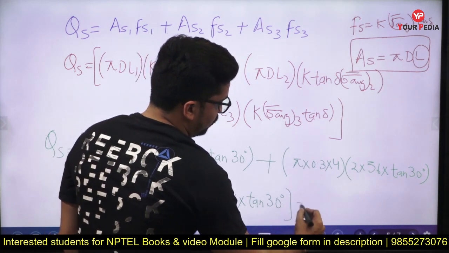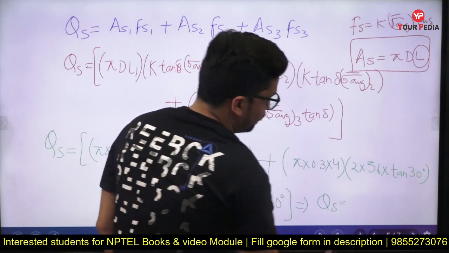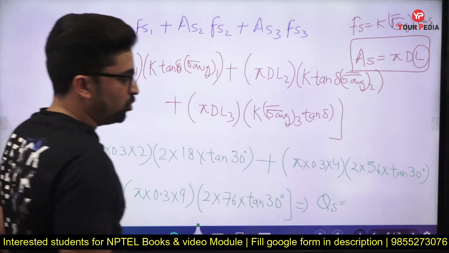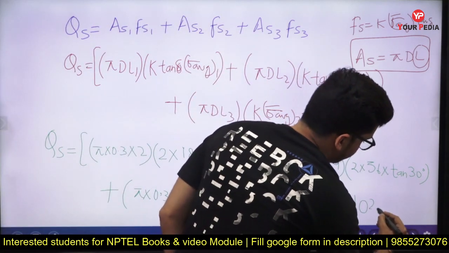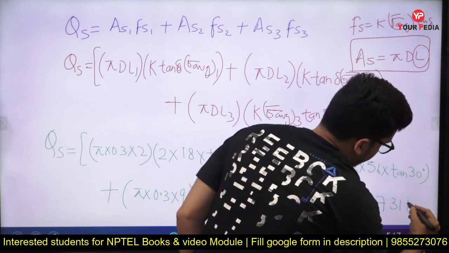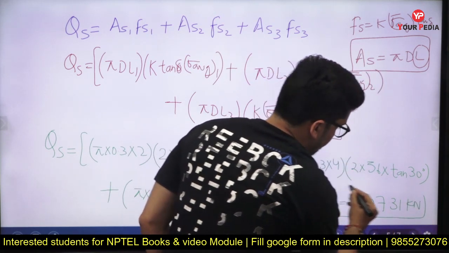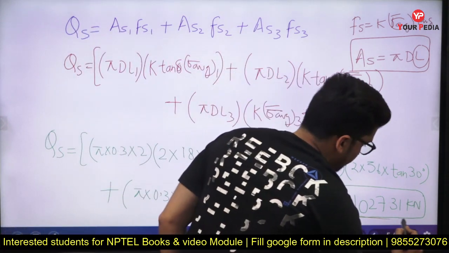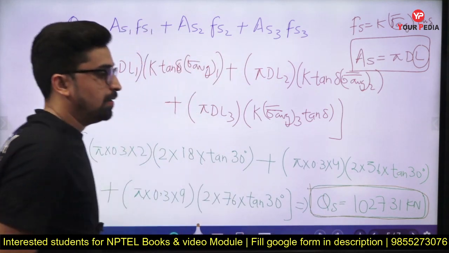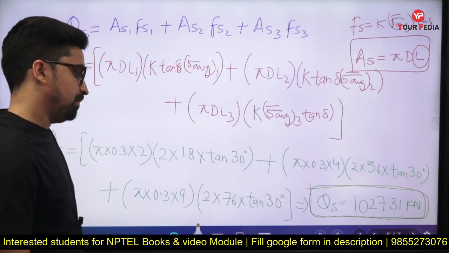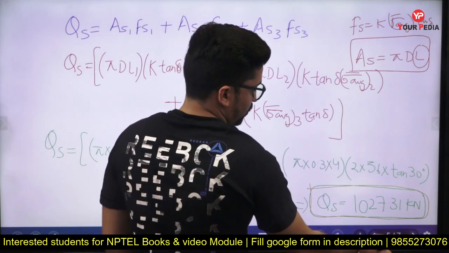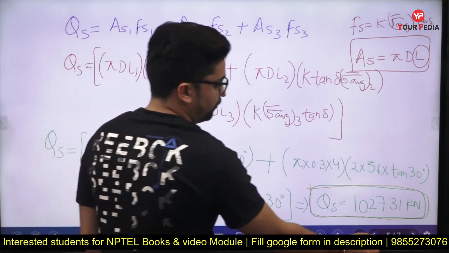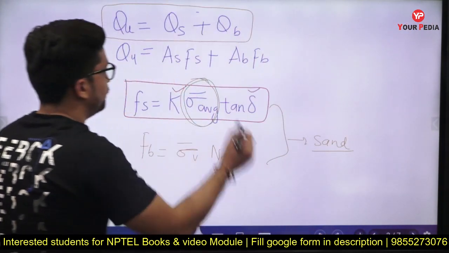So this will be equal to 76 into tan of 30. Solve this, use calculator and solve this, and you will get the value of QS as 1027.31 kilonewton. This will be the value of net frictional skin resistance given by the pile. This was the net frictional resistance given by the pile.